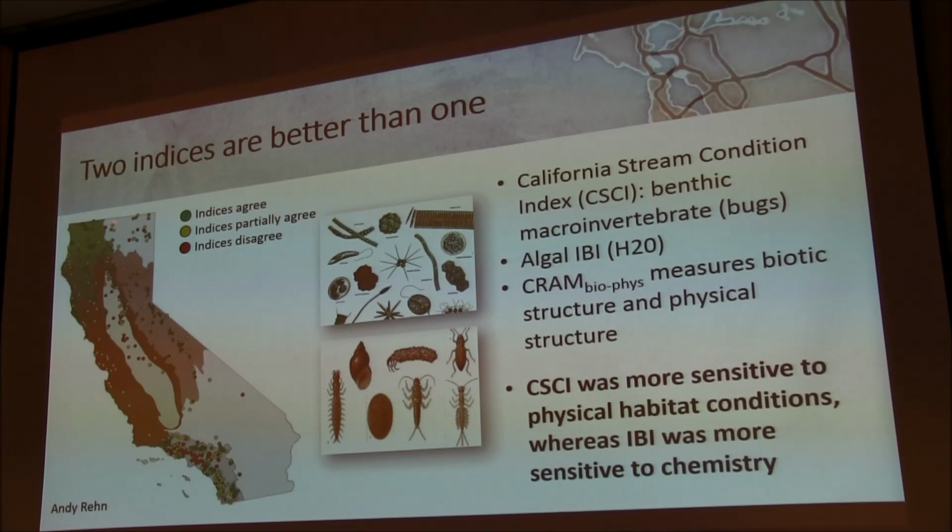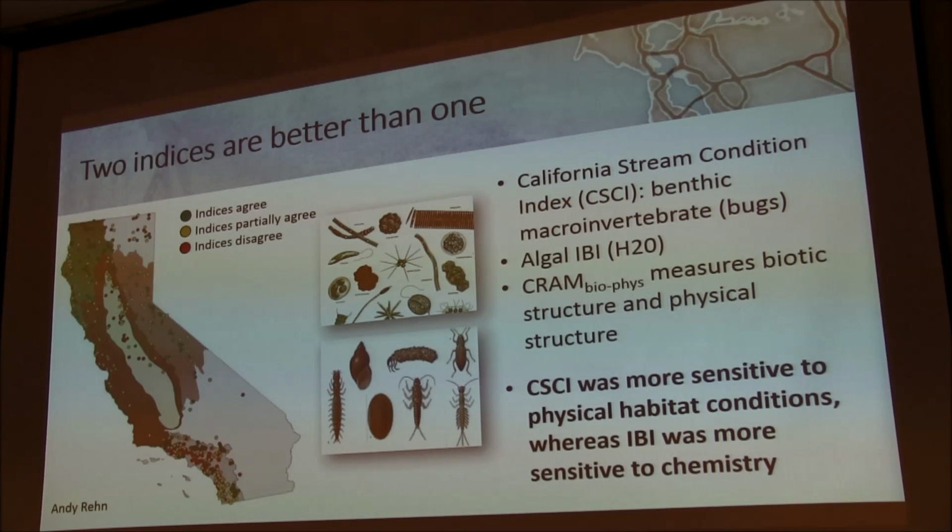And this graph here on the left shows you in green locations where those two indices, the one based on benthos and the one based on algae, when they agreed. And then in red, we see sites where they disagreed. And in general, what Andy found was that the CSCI was more sensitive to physical habitat conditions, whereas the IBI, or the algae-based index, was more sensitive to changes in chemistry.